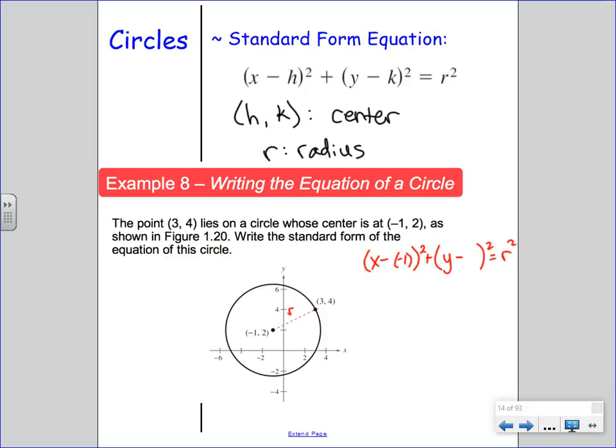Y minus, what's the y coordinate of the center? 2. Now hold on, what am I missing? The radius. What else do I have? 3, 4. Now Ricky, that's totally one way. That's probably where most people's brains would go. I need that distance. I have 2 points. Distance formula. Can anybody think of another way?